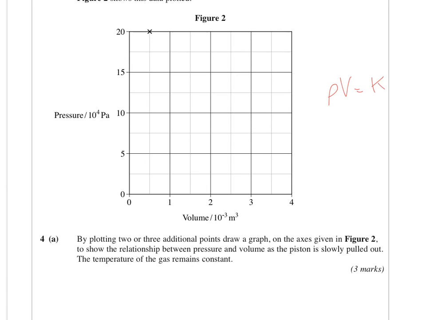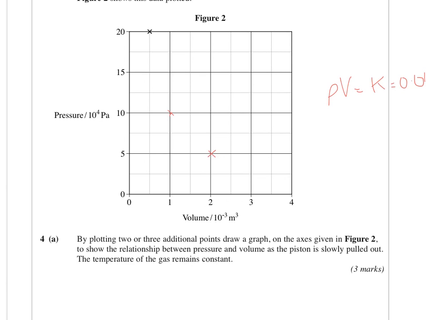So we have to think of some points. So what have we got? We've got 0.5 times 10 to the power of minus 3 times 20. So essentially we know the constant is 0.01. So when the volume is 2 times 10 to the power of minus 3, we get a value of 5. So we've got this point here. And when the volume is 1 times 10 to the power of minus 3, we know it's going to be 10. So we're going to have that point there. So we've kind of got it halving as we double the volume, like this.